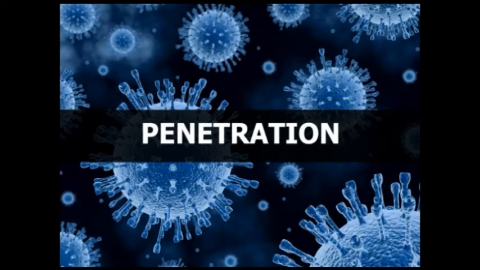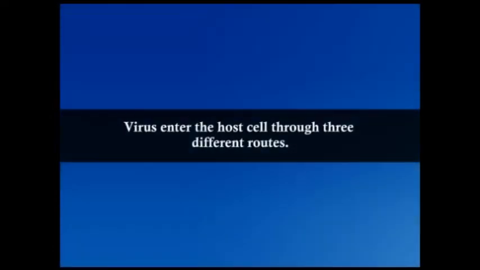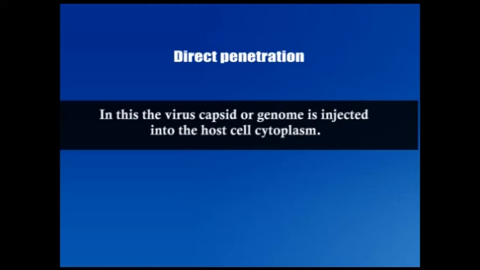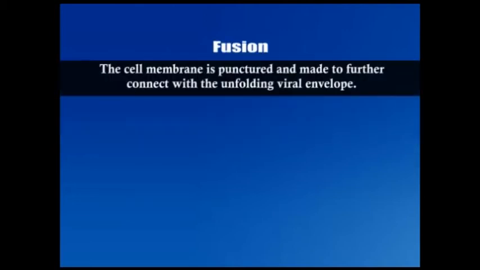Next we'll come to penetration. Viruses enter the host cell through three different routes. The first one is direct penetration. In this, the virus capsid or the genome is injected into the host cell cytoplasm. The second one is fusion. In this, the cell membrane is punctured and made to further connect with the unfolding viral envelope.